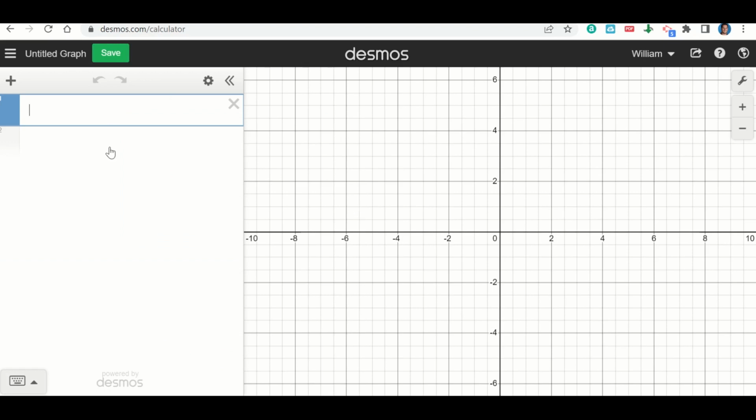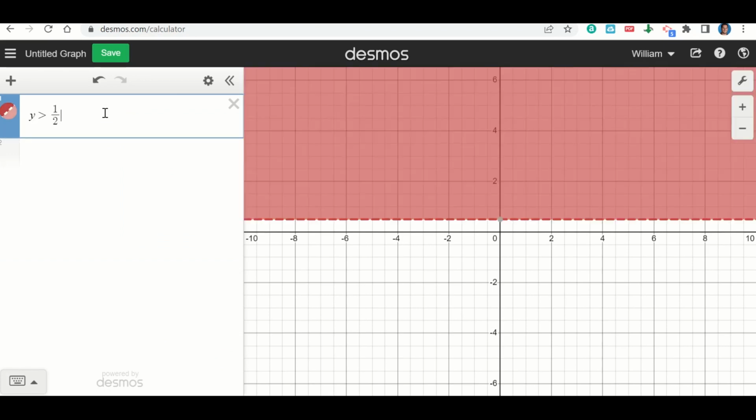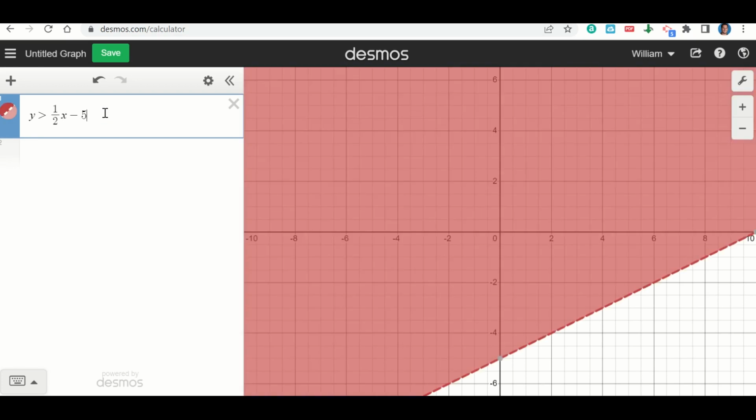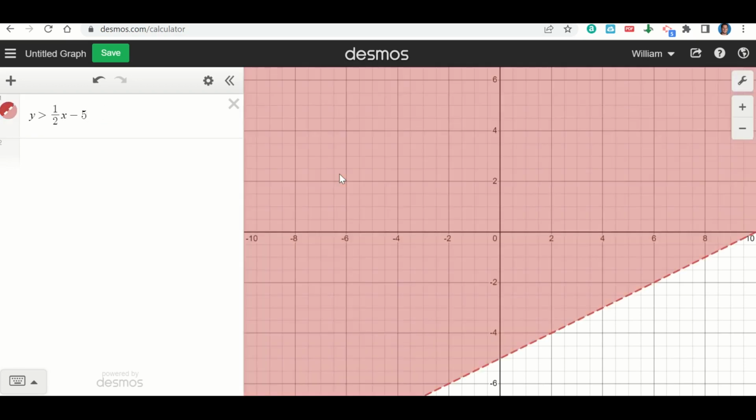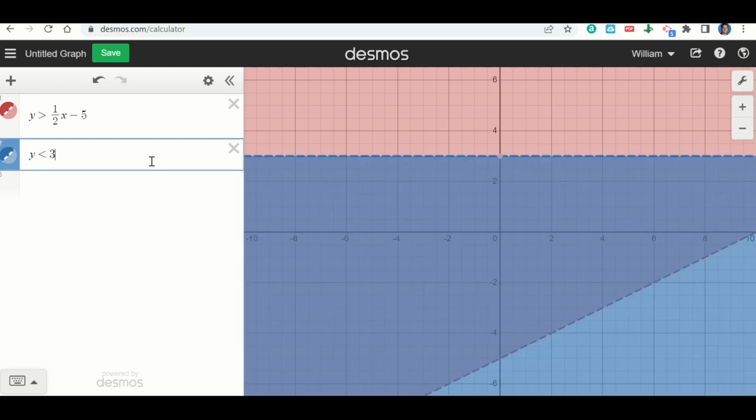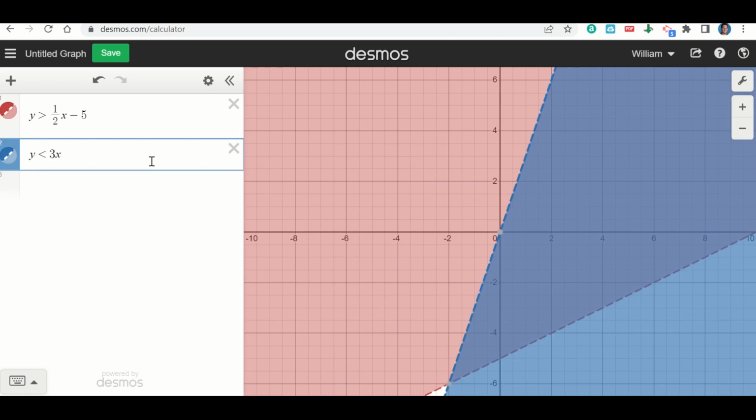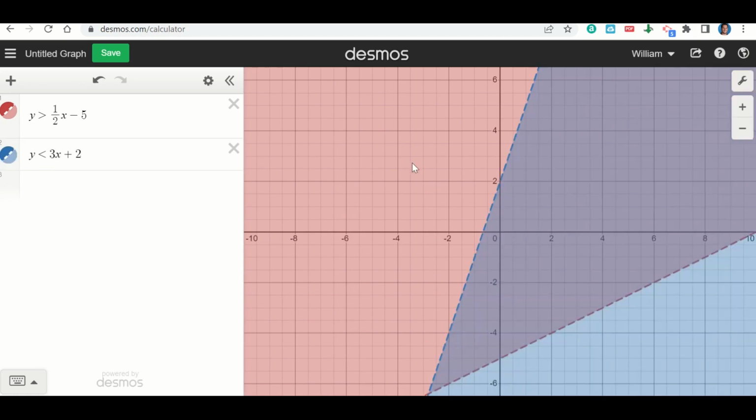And on the left side, I can enter the two inequalities that I want to look at. So let's go ahead and put one in. y is greater than 1/2 x minus 5. So there's my first one. And then I'm going to put my second one in. y is less than 3x plus 2. Okay, and now we can see where we have our two lines that are drawn. They're both, in this case, dotted. Okay, but that could change depending on the sign.